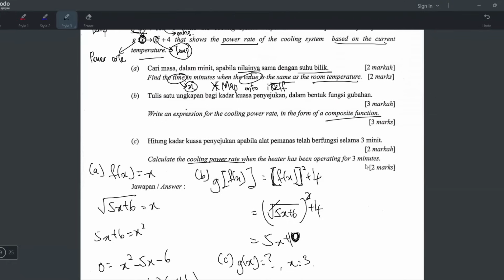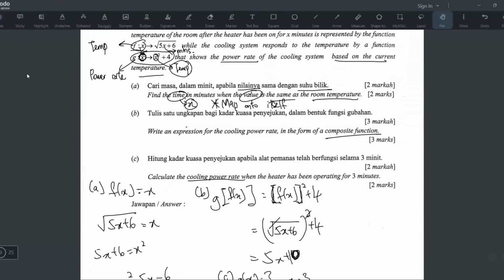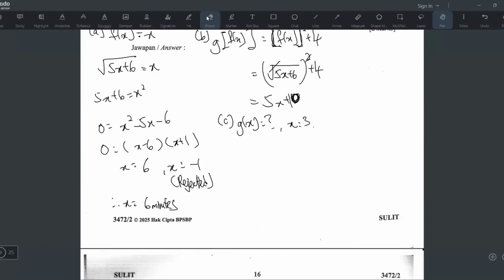But for this case, they didn't give you the temperature, they give you x, the 3 is x, but you cannot sub into this function, because this function, you have to sub temperature to find power rate. But this question wants you to use the time in minutes to find power rate. So I think you have to use the composite function to do it, because the composite function means this one is g(f(x)).